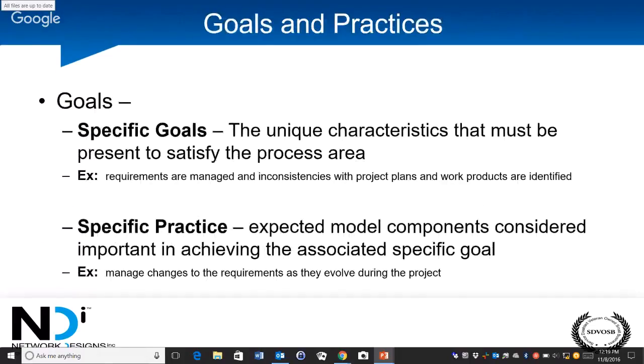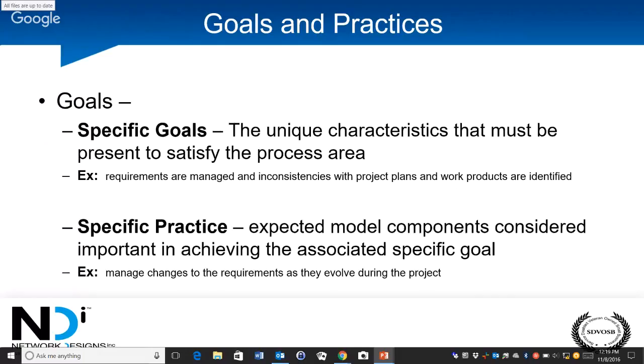So what are goals? There are 2 different types of goals. First, there are specific goals, and these are unique characteristics that must be present in order to satisfy the process area. There are specific goals for requirements management, for risk management, for planning, for project management, for measurement and analysis, those kinds of things. There are certain specific unique characteristics that must be present in order for us to satisfy that process area.